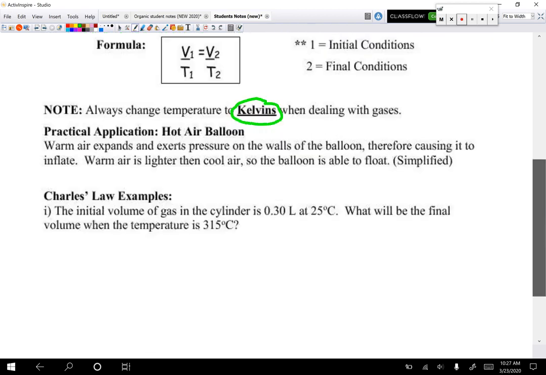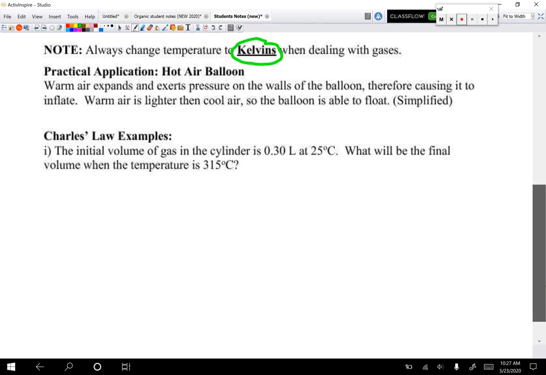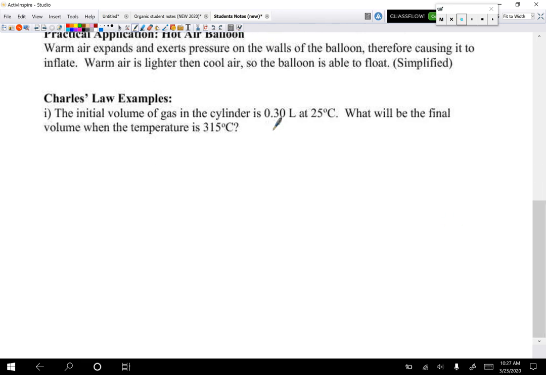All right. So let's look at our first example. We have the initial volume of gas in a cylinder is 0.30 liters at 25 degrees Celsius. What will be the final volume when the temperature is at 315 degrees Celsius? So just like before, you want to make sure you get in a habit of writing down all of your variables. So we know the initial volume, so we have V1 is equal to 0.30 liters, and T1 is equal to 25 degrees Celsius.